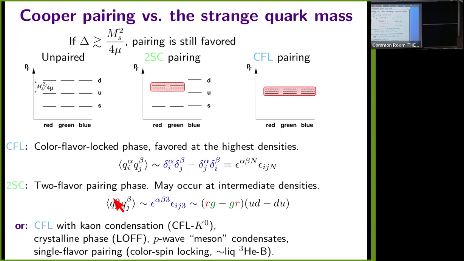One possibility is some two-flavor pairing. There are other possibilities with kaon condensation, color spin locking and all sorts of interesting things. But the one I'm going to talk about is one of the ways in which the system might say, I want to pair, but I can't because the Fermi surfaces of the quarks are mismatched. How can I still do some Cooper pairing? Because Cooper pairing, if you do it right, lowers the energy. One of the ways it can do it is this crystalline or LOFF phase. So let's look at how the crystalline or LOFF phase fights back against this mismatch of Fermi surfaces.